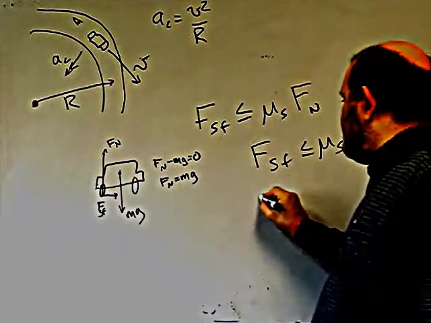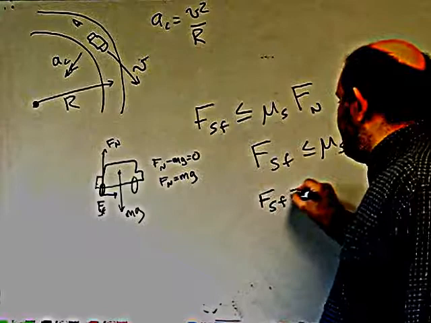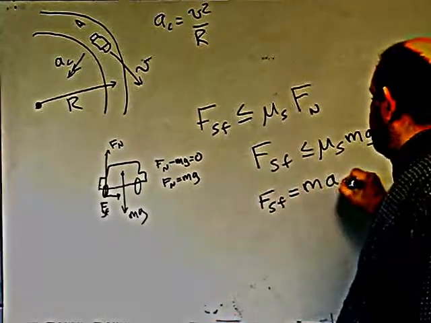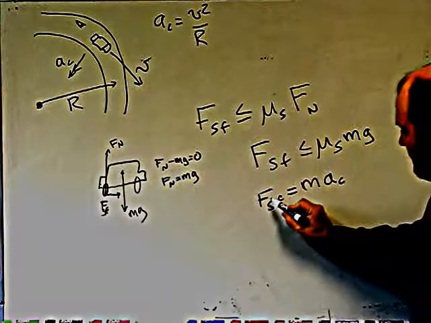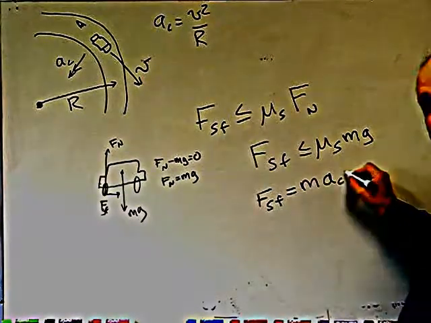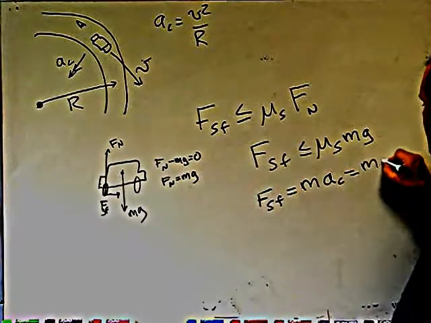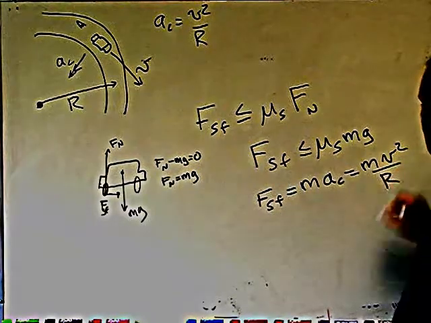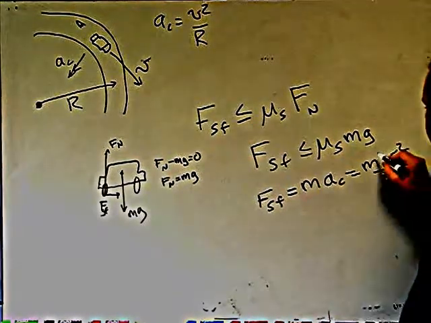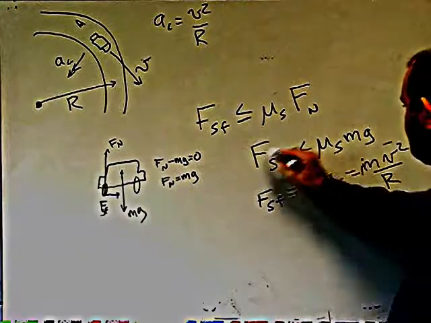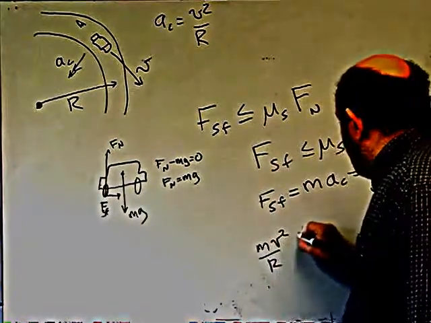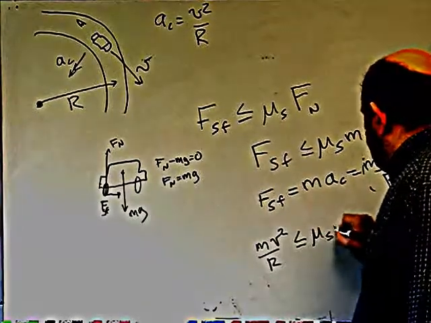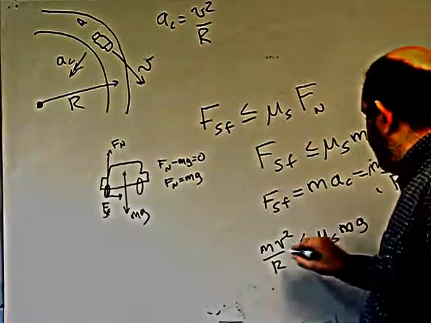But also, we need the force of static friction to be equal to the mass of the car times the acceleration of the car, right? In order to stay in the turn, this is what the force has to be. And so we know that that's going to be mv squared over r. So we know that this is what static friction has to be, and I'm going to substitute that back up there. mv squared over r has to be less than or equal to mu s times mg. I can divide m from both sides.